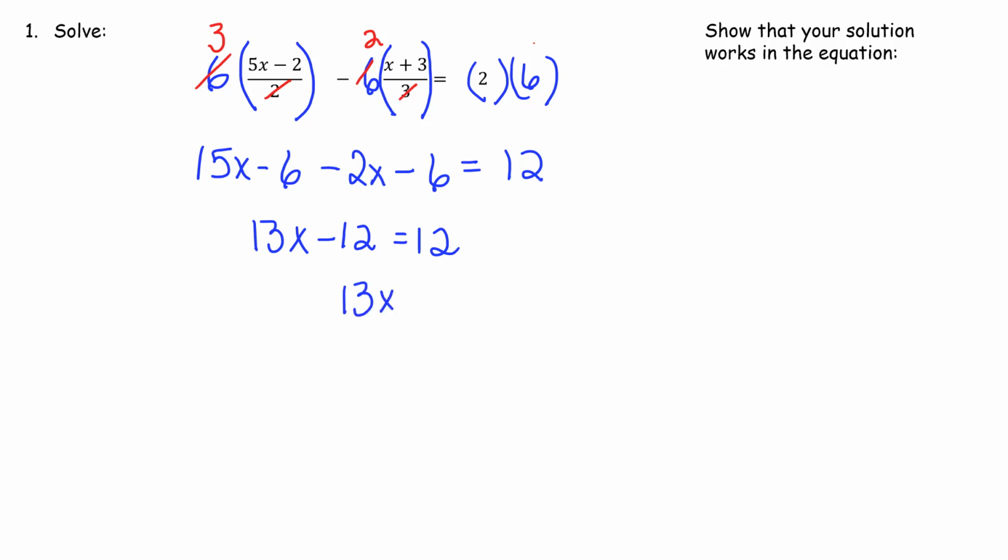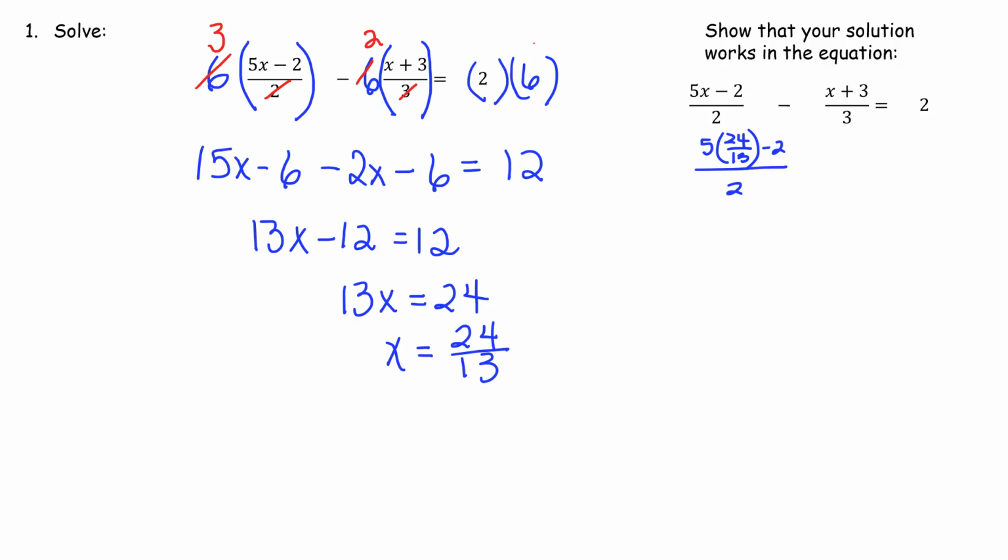Now I'm going to add 12 to both sides, so I'll have 13x equals 24. Divide by 13 on both sides, and you have x equals 24 over 13. All right, so now we are supposed to show that this works in the original equation, which is this. I'm just going to take 24/13 and put it in for x everywhere I see an x. So (5 times 24/13 minus 2) over 2 minus (24/13 plus 3) over 3, and that equals 2. But, well, we hope it equals 2.